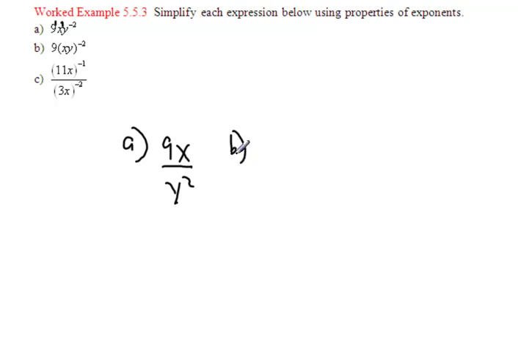b. Here we have 9(xy) to the negative 2. And this is just to kind of contrast a. Here, notice how the x is included in parentheses. That's how it would be written and have to be written if the negative 2 were to apply to the x. So, since it is in parentheses, the negative 2 does apply to the x.